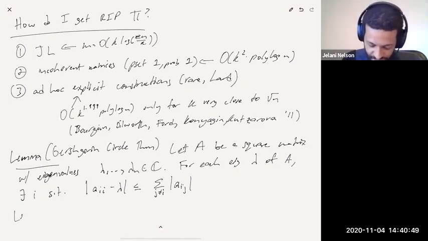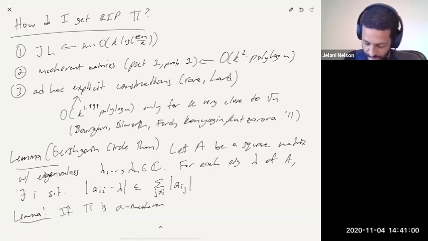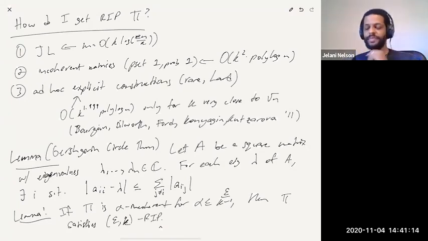So now the lemma is that if pi is alpha incoherent for alpha at most epsilon over k minus 1, then pi satisfies epsilon k RIP.